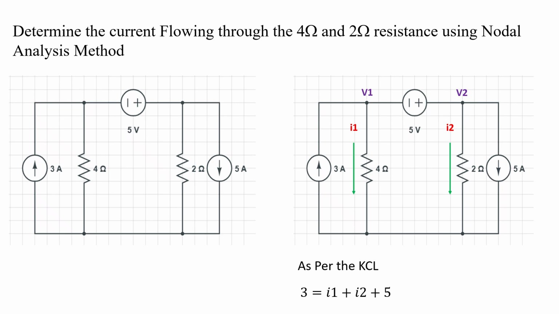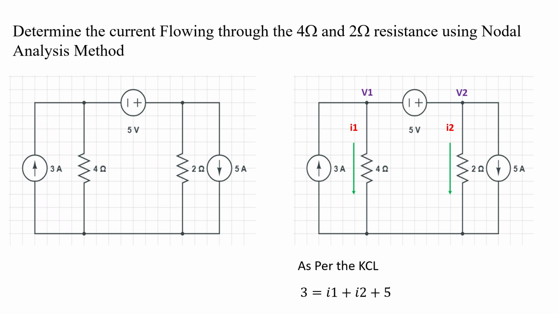Since we know the node, we have to find the node. What is a node? A point where more than two branches join is called a node. So here we have only two nodes, mentioned here as V1 and V2. As per KCL, the current flowing through the 4 ohms is I1 and the current flowing through the 2 ohms is I2. Now apply the KCL. I am just applying the KCL at the junction.